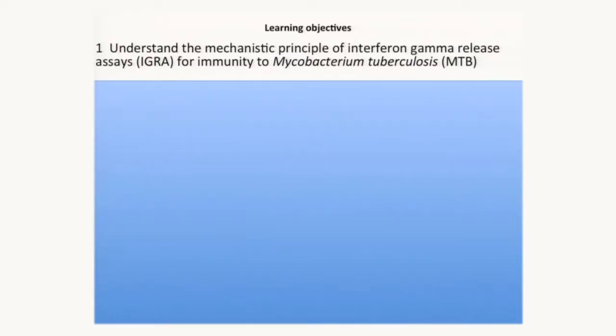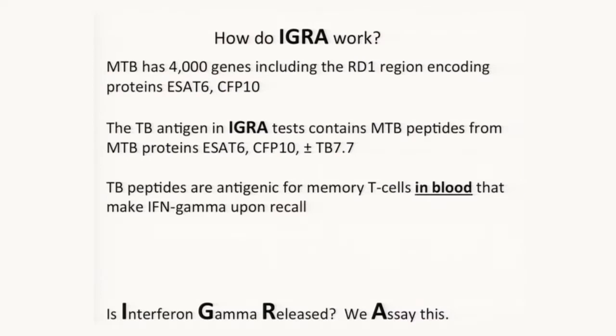Okay, so first learning objective, understand how the test works. We need to know that MTB has about 4,000 genes that encode 4,000 proteins, including a particular region we'll come back to, the RD1, that includes a couple of proteins called ESAT6 and CFP10. And the antigens in these tests typically contain peptides from those two special proteins, and maybe a third, there's a third protein represented in one of the tests.